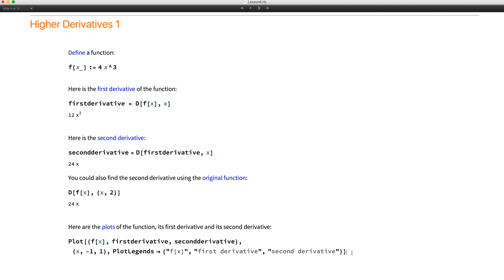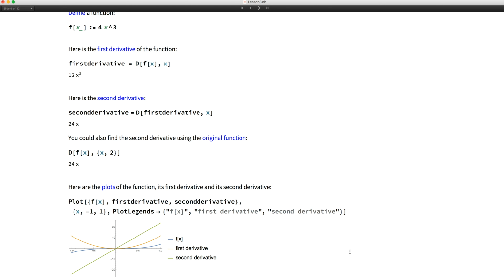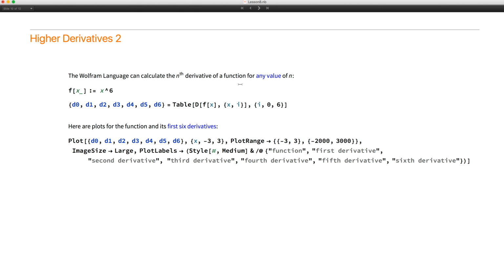Here are the plots of all three. There's f, there's the first derivative, and the second derivative. So the point is, starting from a function, you can work out the derivative, then you can work out its derivative, and they are all just as good as functions. Now, of course, you can go on with that, and in the Wolfram Language, you can work out the nth derivative for any value of n, whether it be 1 or 2 or 6 or 100 or whatever.